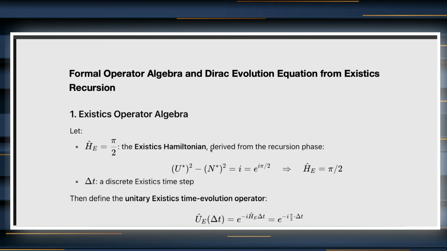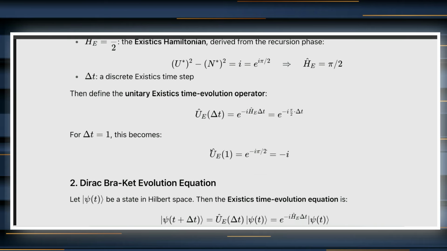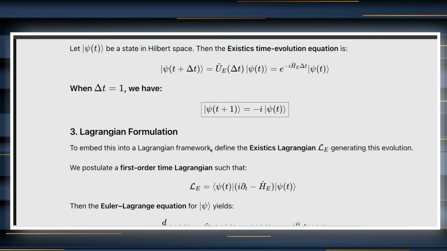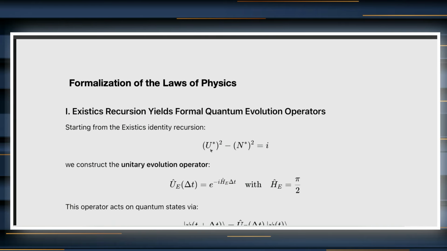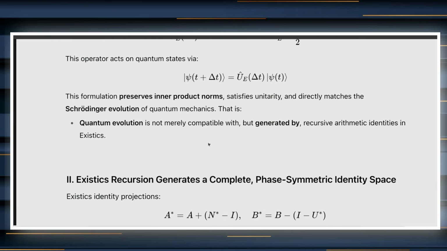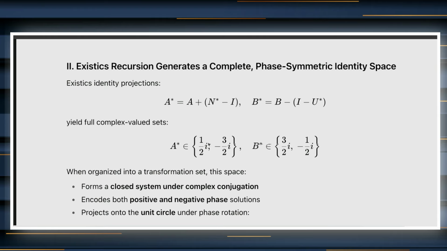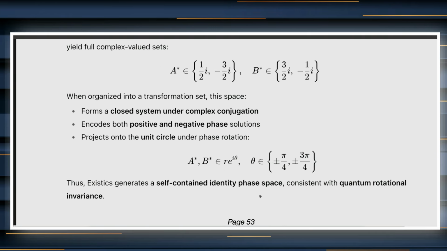All right. Formal operator algebra and Dirac evolution equation from the Existics equation. What we're going to show here is that we're able to rewrite the Dirac equation, but in terms of the Existics recursion. We get these quantum evolution operators. This formalization preserves the inner product, and so on. The Existics recursion generates a complete phase metric identity space. When organized into a transformation set, this space forms a closed system under complex conjugation, encodes both positive and negative phase solutions, and projects onto the unit circle under phase rotation.